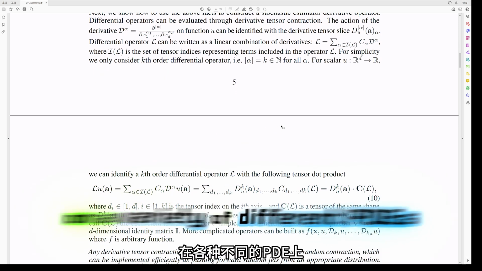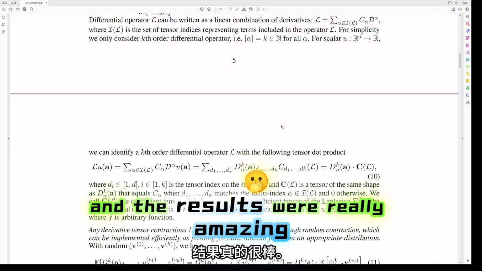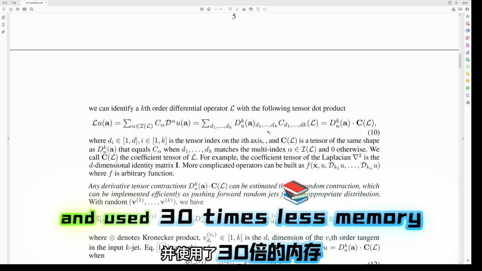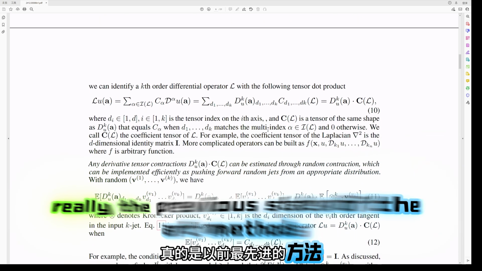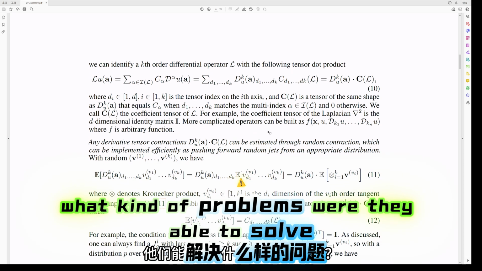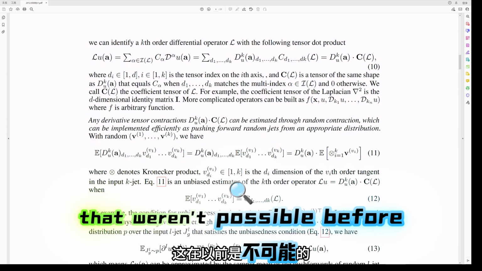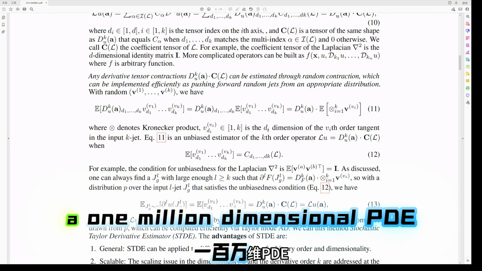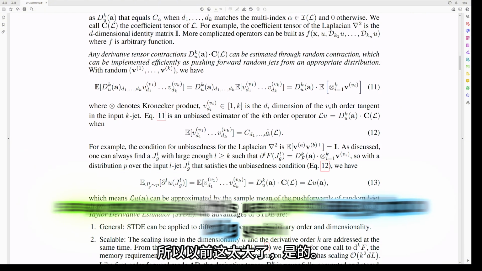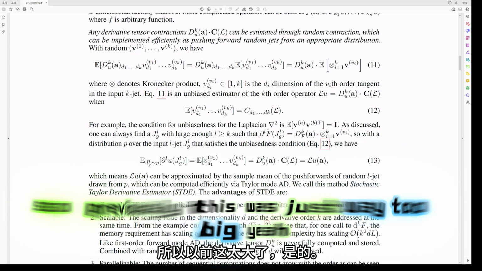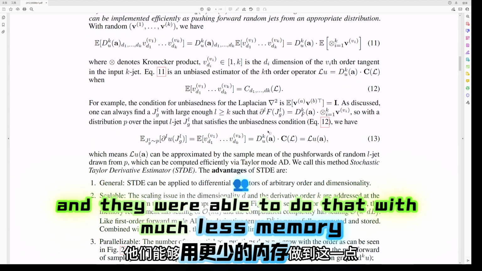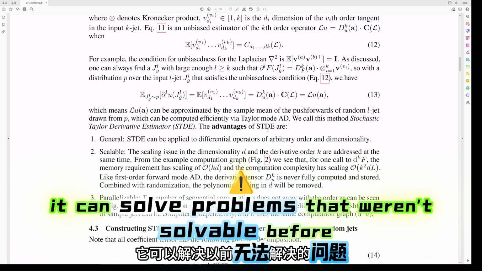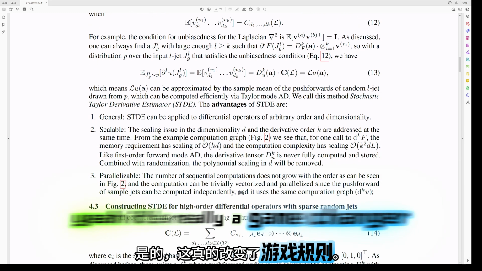They tested STDE on a variety of different PDEs, and the results were really amazing. In some cases, it was over 1,000 times faster and used 30 times less memory than the previous state-of-the-art methods. Wow, 1,000 times faster. That's incredible. What kind of problems were they able to solve that weren't possible before? One really cool thing they did was they solved a 1 million dimensional PDE. Wow, 1,000,000 dimensions. Previously this was just way too big for us to even consider. And they were able to do that with much less memory. So it's faster, it's more efficient, it can solve problems that weren't solvable before. This is really impressive. Yeah, it's really a game changer.